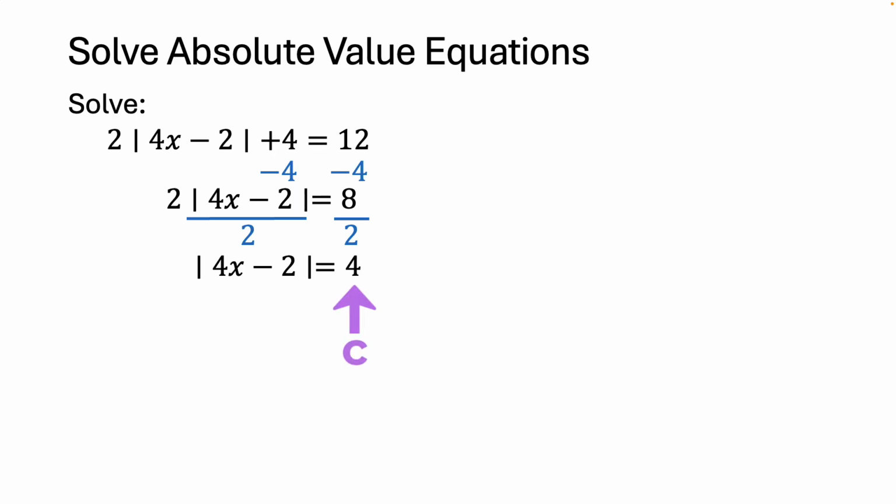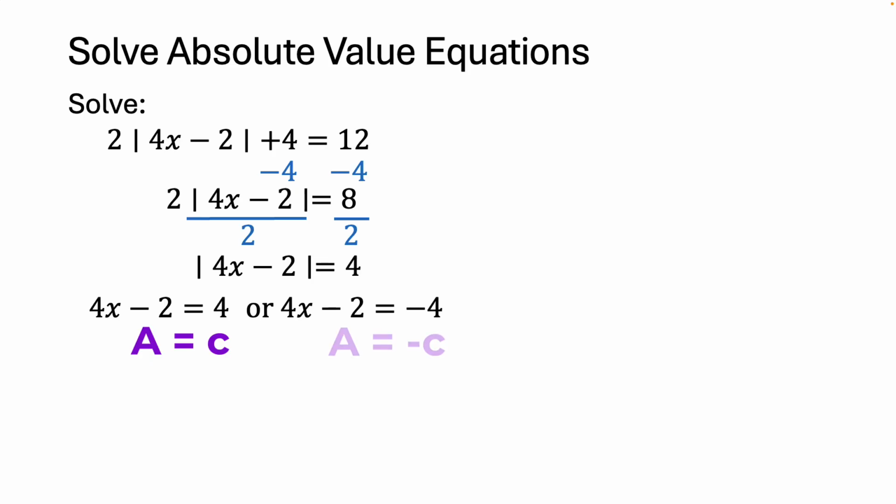Let's check the value of c. C is 4, which is positive. That tells us that this equation is going to have 2 solutions. So we set the algebraic expression 4x minus 2 equal to 4 and the algebraic expression 4x minus 2 equal to -4. Now let's go ahead and solve the resulting equations.